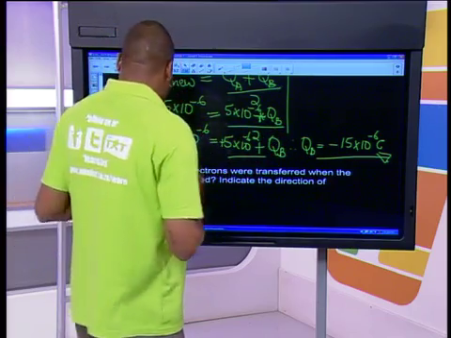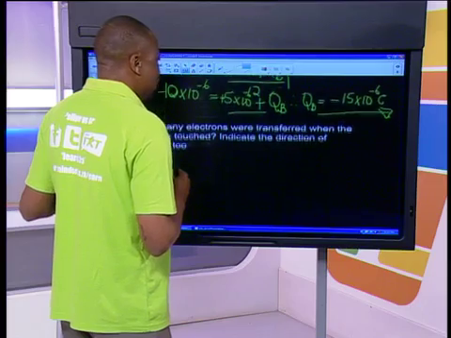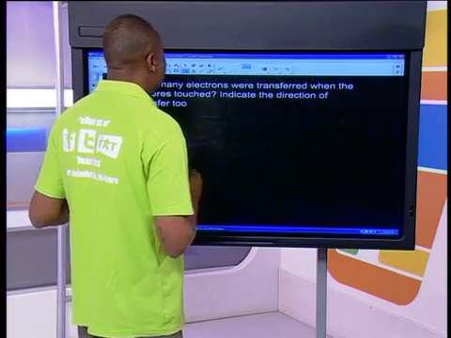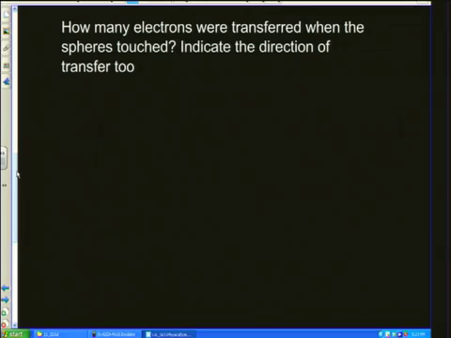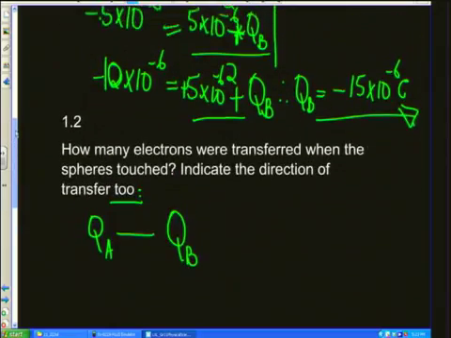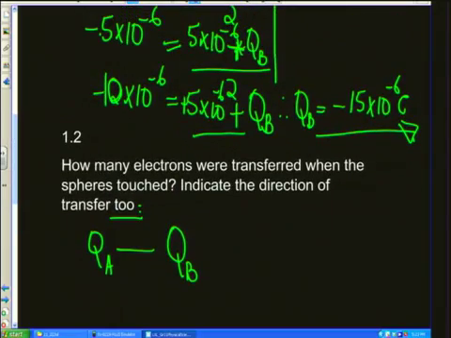Now let's look at the second one, and of course it's a build up from the first one. It says how many electrons were transferred when the spheres charged, and indicate the direction of transfer as well. Now look, you had QA coming into contact with QB. We've just calculated that QB had a charge of minus 15 by 10 to the power minus 6.